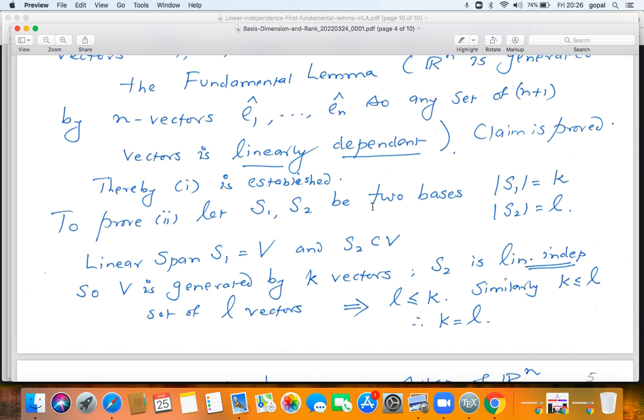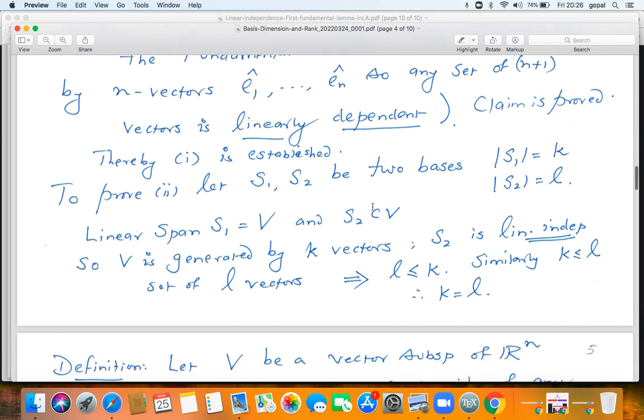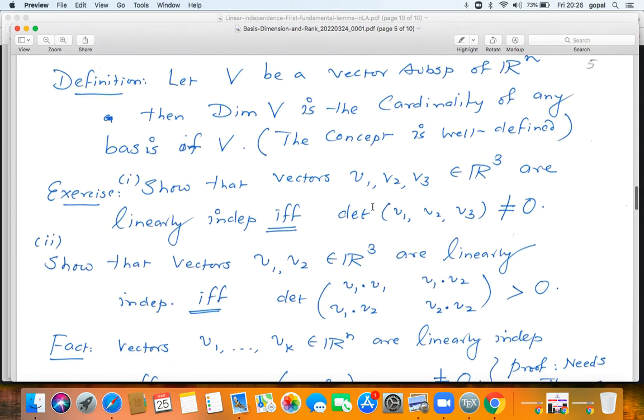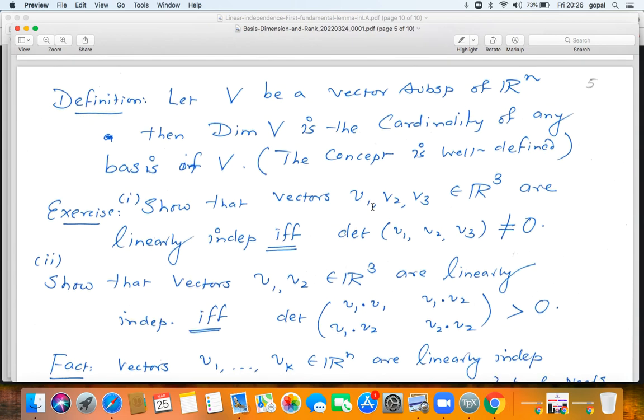So this proves that although the basis is not unique, any two bases have the same cardinality, and this number is called the dimension. So that gives us the next important concept. Let V be a vector subspace of Rn, and the dimension of V is the cardinality of any basis of V. The concept is well defined because any two bases have the same number of elements, and this number of elements in a basis is called the dimension of V. The intuitive notion of dimension has finally acquired a very precise mathematical meaning.